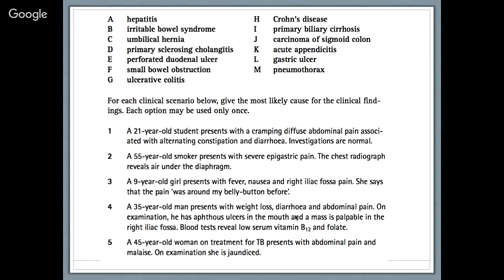A 35-year-old man, weight loss, diarrhea, abdominal pain, ulcers in the mouth, mass palpable in the right iliac fossa, low serum B12 and folate. Classic Crohn's. A 45-year-old woman on treatment with TB, with abdominal pain, malaise, and jaundice. Yes, perfect. Exactly, hepatitis.